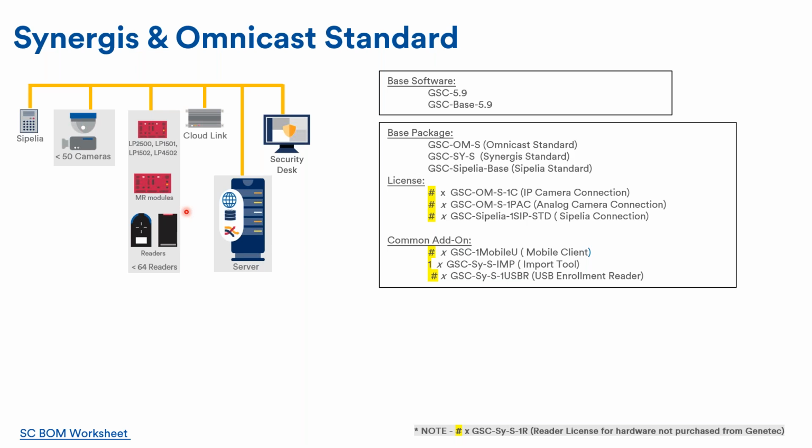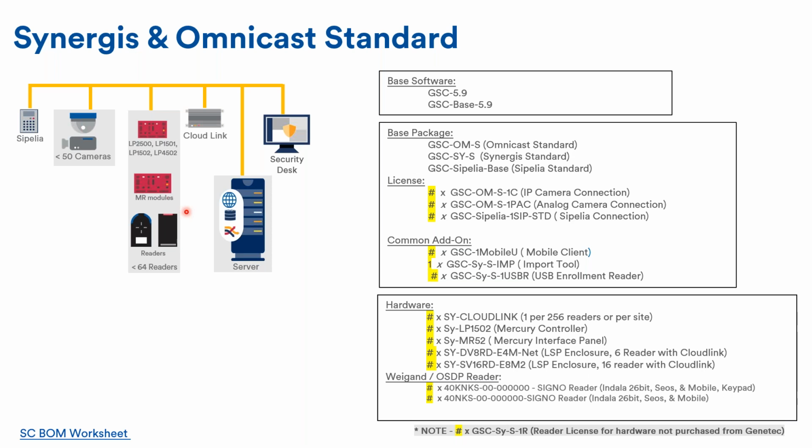Some of the commonly added options for a standard system would be the mobile client, if somebody needs to log in via a smartphone or something. Or they may also want to have USB enrollment for access control, to be able to connect a USB enrollment device for adding access control cards and such directly from the desktop computer being used.